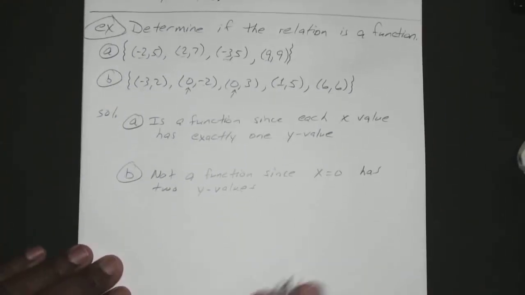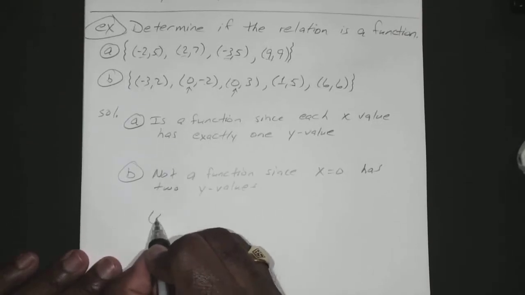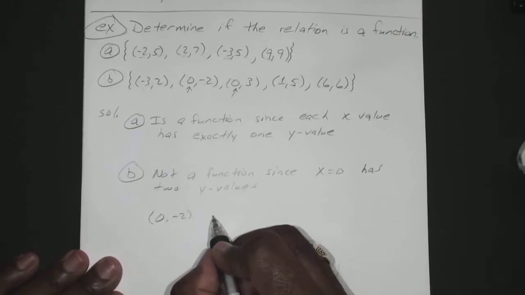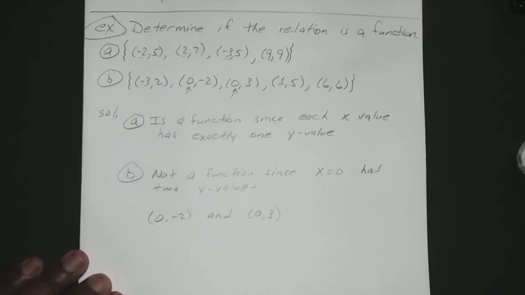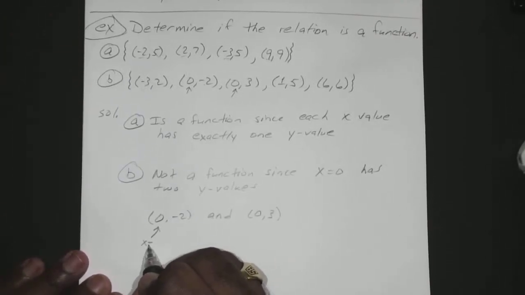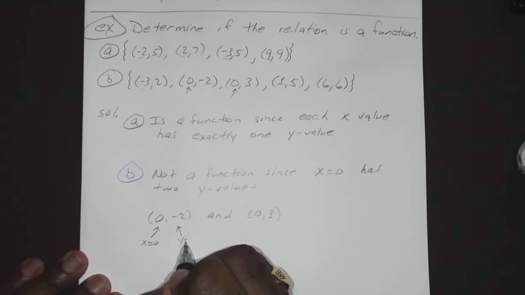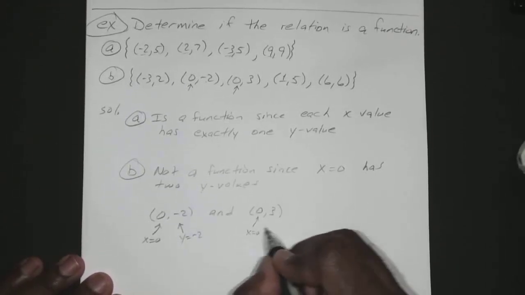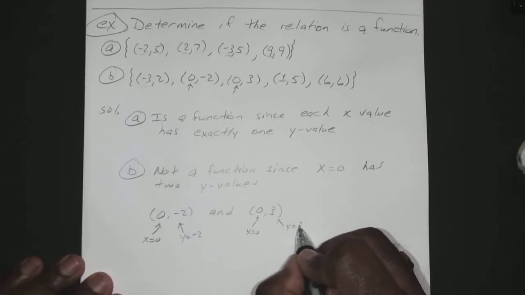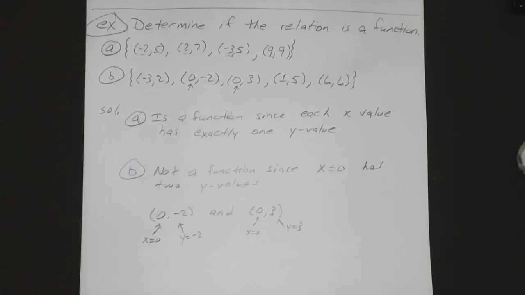Oh, bring that up a little bit. Okay, so we have (0, -2) and (0, 3). So this is saying that when x is equal to 0, y is equal to -2. But this is saying that when x is equal to 0, y is equal to 3. So they can't both be true and call themselves a function. All right. Does that make sense?